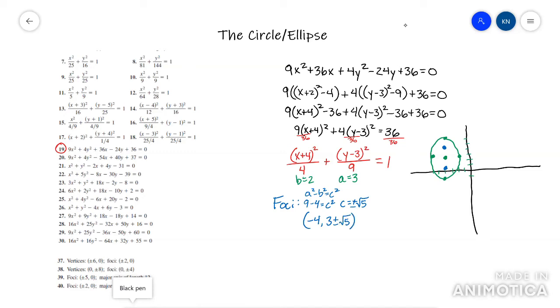Okay. And then the last thing that you're probably going to need to know here is the eccentricity, which is just c over a, which is just root 5 over 3. That's how you do that problem. That's a realistic problem. Okay, now let's get to a hard one.